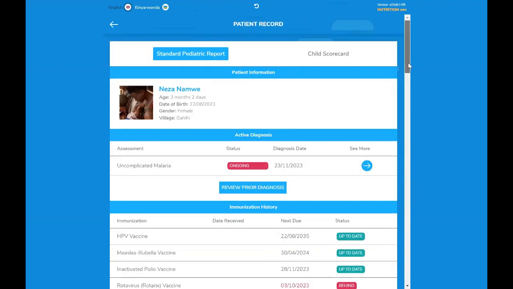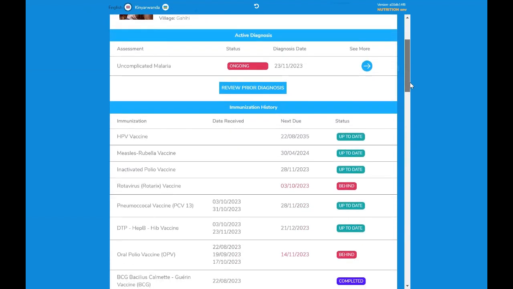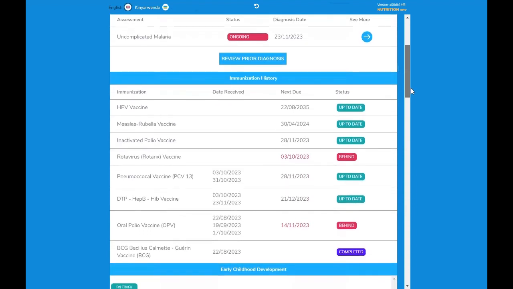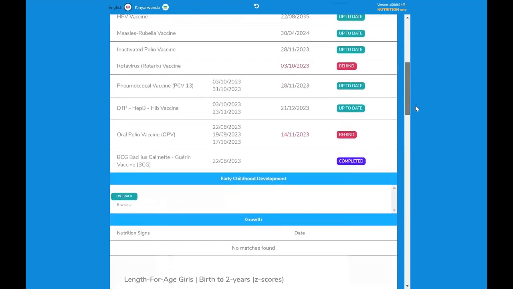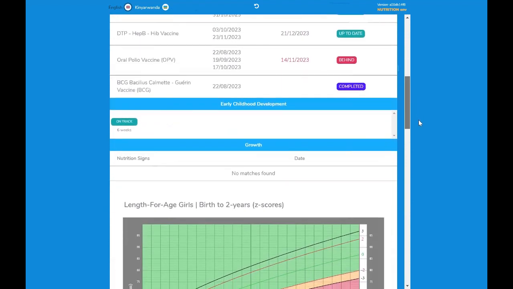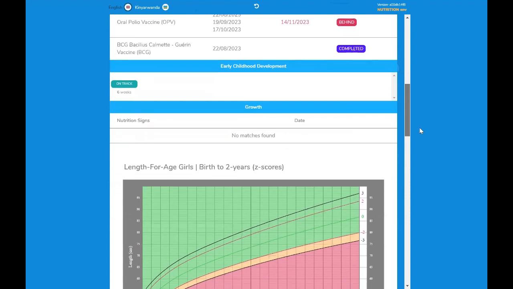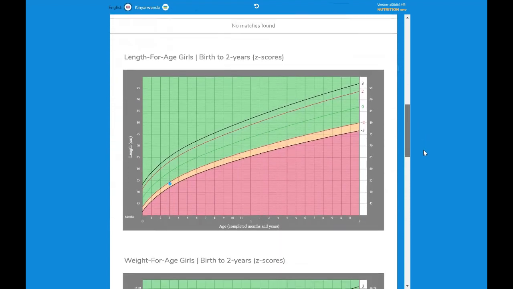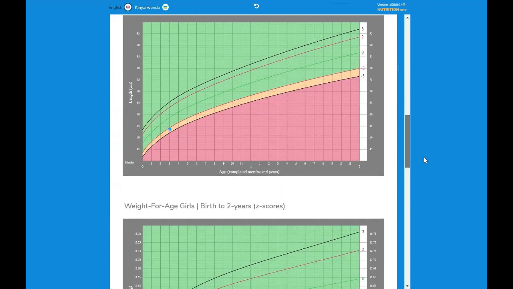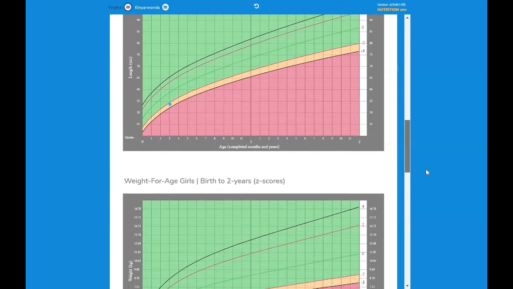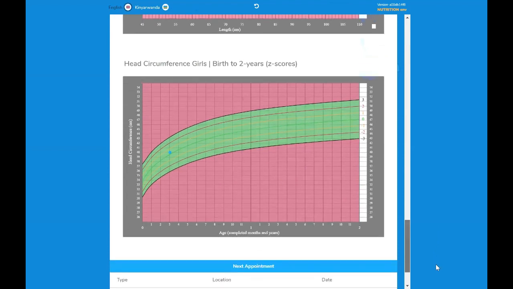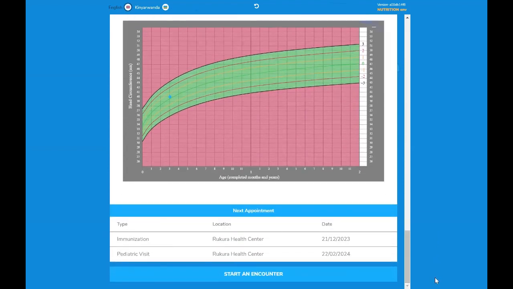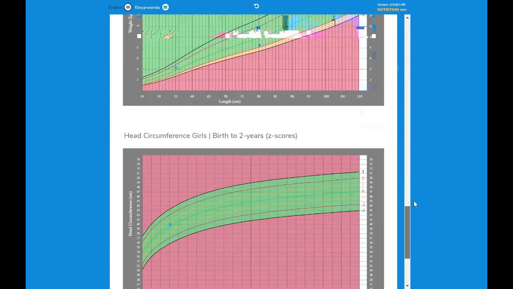You can also review all of her immunizations, see where she is behind and see where she is up to date or that vaccinations have been completed. You can see early childhood development milestones, and you can see her growth progress over time. You can also see when she is due for additional follow-up visits.